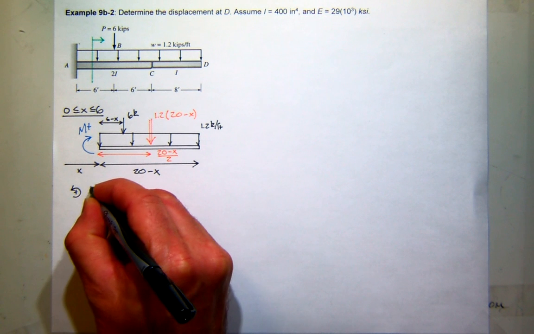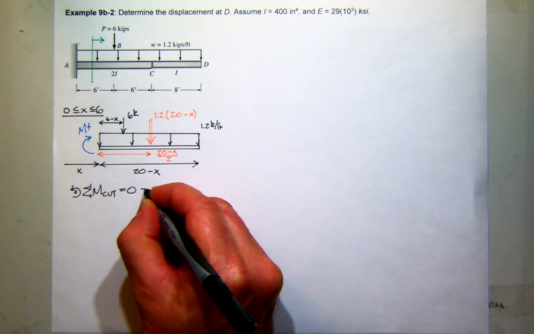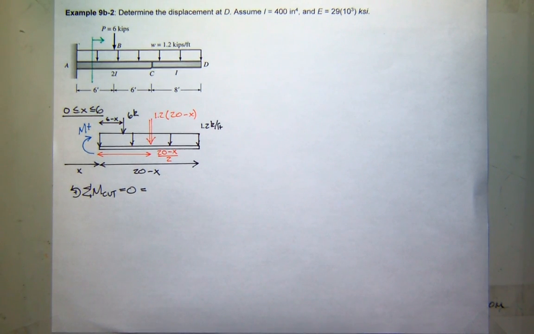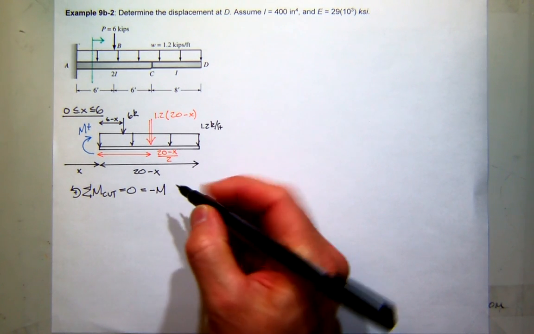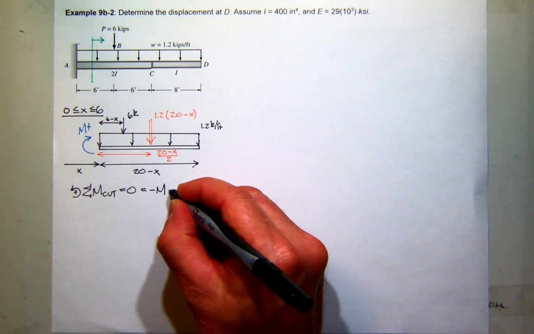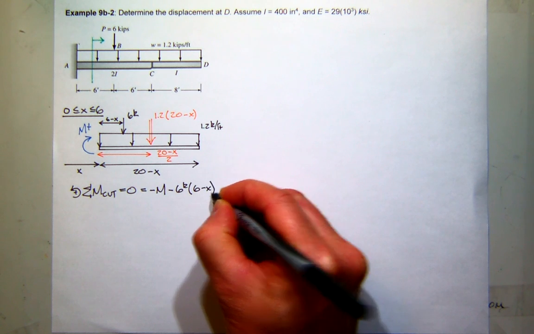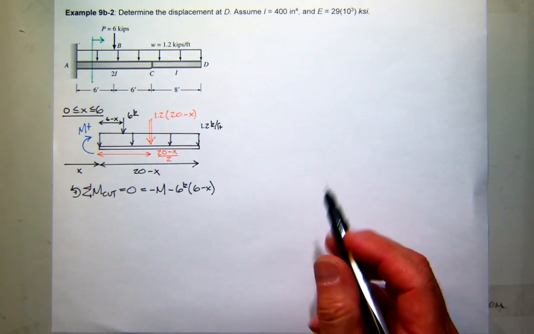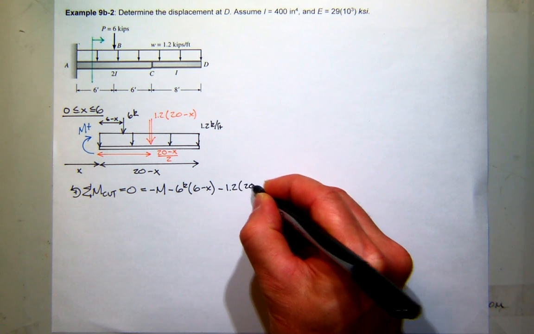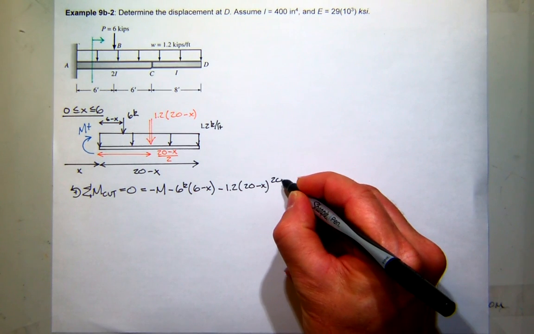Okay? So all I have to do now is sum the moments at the cut. Make sure it's in equilibrium. So starting here on the left side, that moment is positive or negative with my sign convention? Negative. This 6 kip force creates positive or negative moment about the cut? Negative. So it'll be 6 kips times 6 minus x feet. What about the concentrated equivalent? Negative. 1.2 times 20 minus x. And the moment arm? 20 minus x over 2.